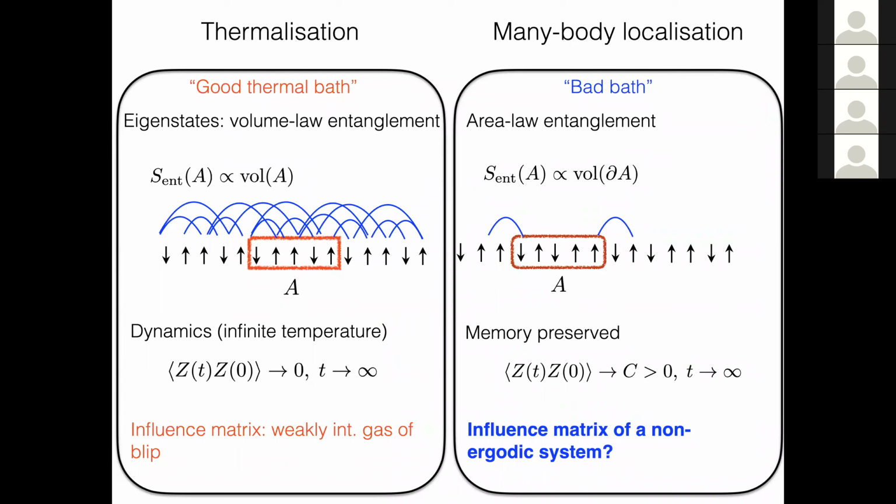And we just saw that in a thermalizing phase, the influence matrix, its structure, you can think of it as a weakly interacting gas of blips, right? So blips cost you certain energy, and their interactions fall off. But what is the influence matrix of a non-ergodic system? Right, so we'll try to get some insight into this question.